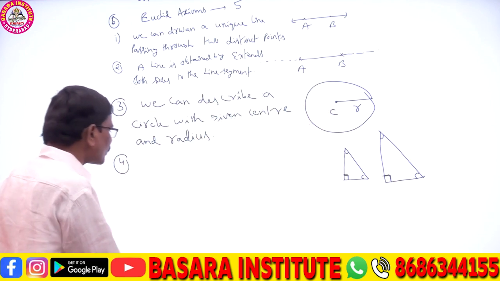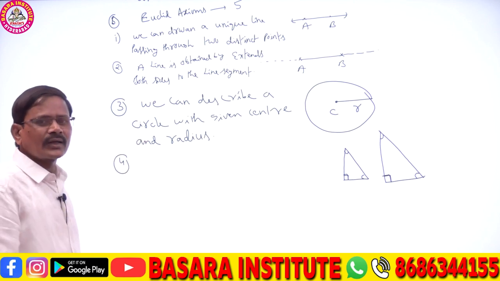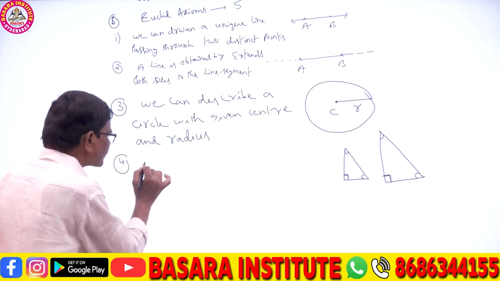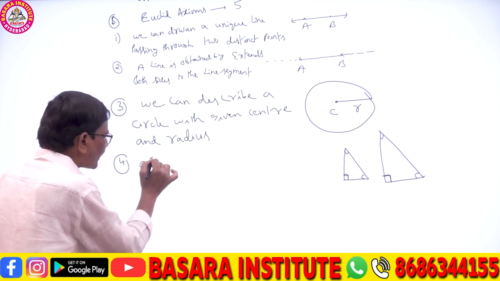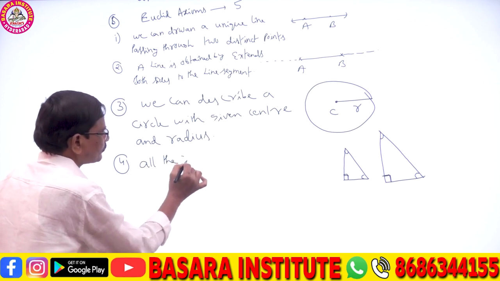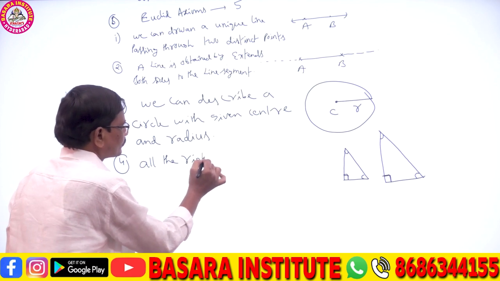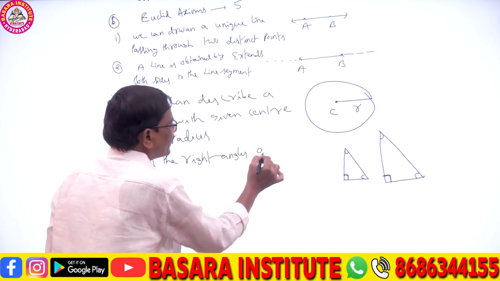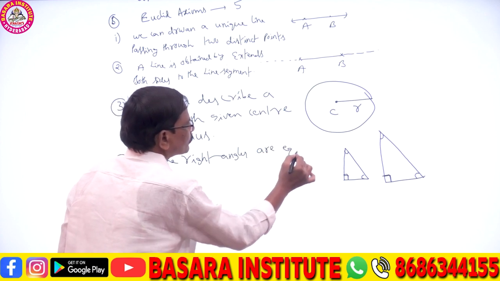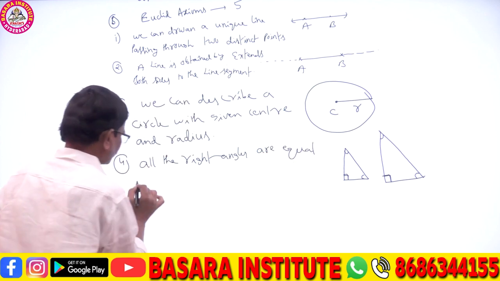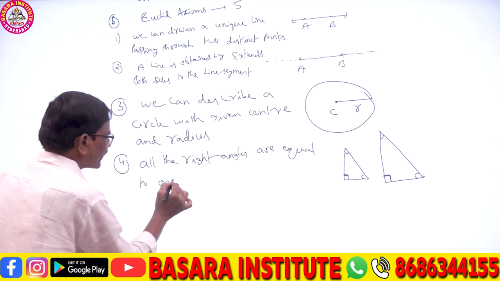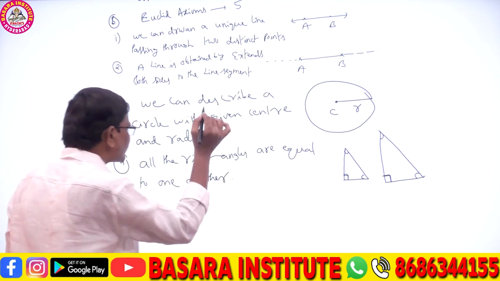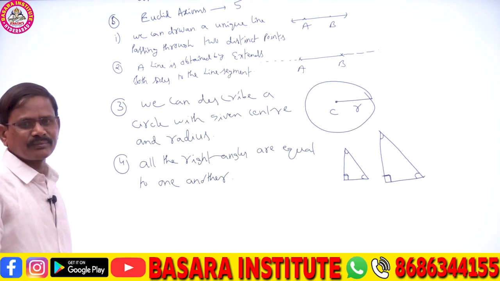So what is Euclid's fourth axiom? All right angles are equal to one another. So Euclid's fourth axiom is, all the right angles are equal to one another. So this is Euclid's fourth axiom.